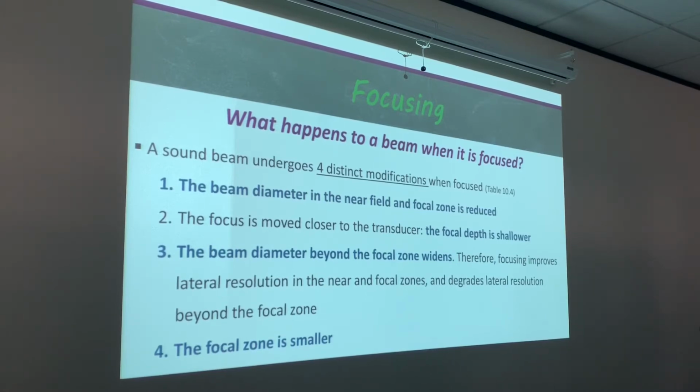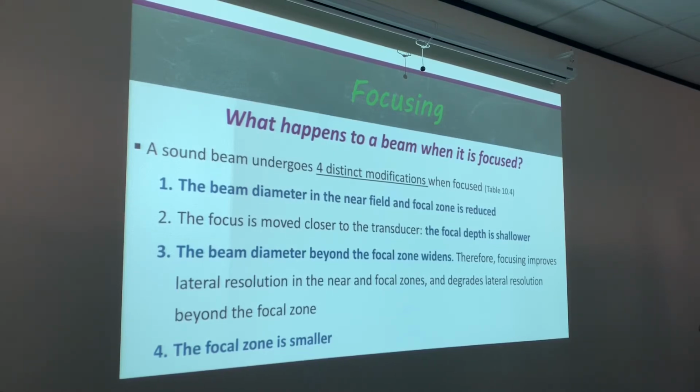Number 2, the focus is moved closer to the transducer. The focal depth is going to be shallower than an unfocused beam. Number 3, the beam diameter beyond the focal zone widens. Of course, that's divergence, right? The beam diameter beyond the focal zone widens.